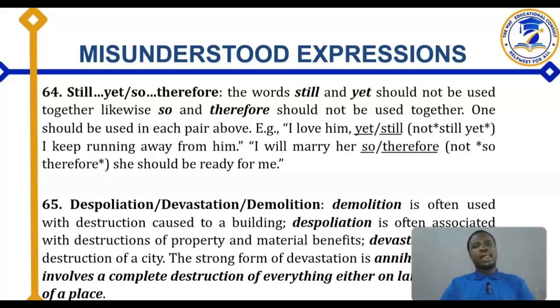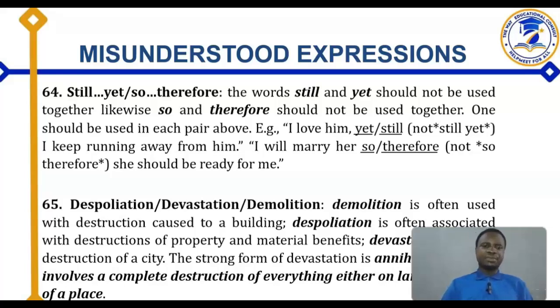"I will marry her, so she should be ready for me." Don't say "so therefore," right? That is to show conclusion, to show your determination to do something. So: "I'll marry her, therefore she should be ready for me." Please take note of all these expressions as we've been saying. In one of the previous class sessions, I also gave the example of something like "reverse back," right? Extreme end. Either of those two words in the pair should be used, not both.